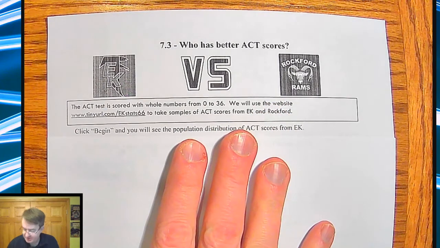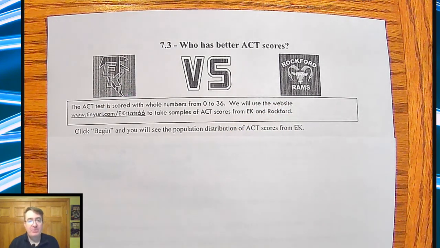Today what we're going to be talking about is ACT scores. And the concept that we're hitting here is going to be one of those fundamental things that we're going to be using in elementary statistics for the rest of the year. So please make sure you take note when we go through it. What we're doing here is we're using a simulation to compare the ACT scores between two high schools. ACT scores, if you're not sure about it, use whole numbers from 0 to 36 to rank everybody.